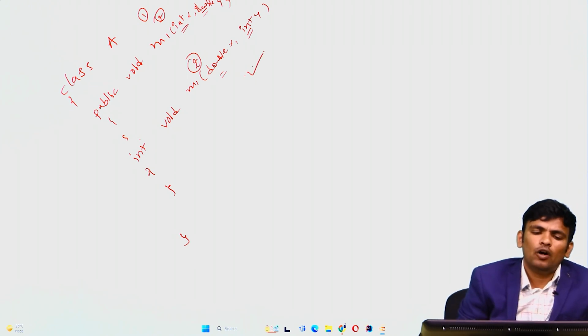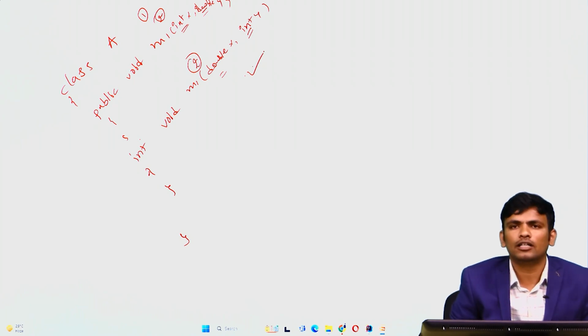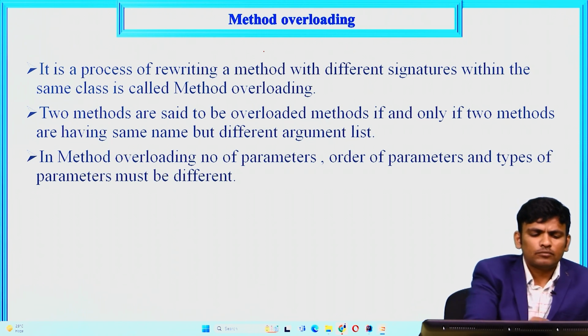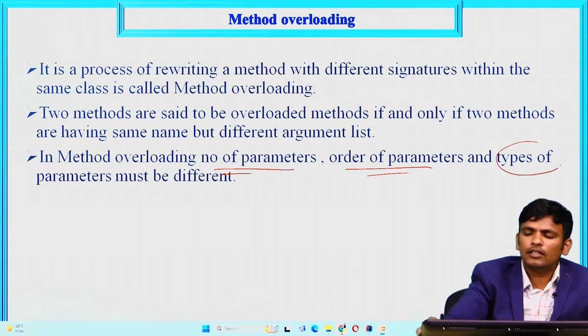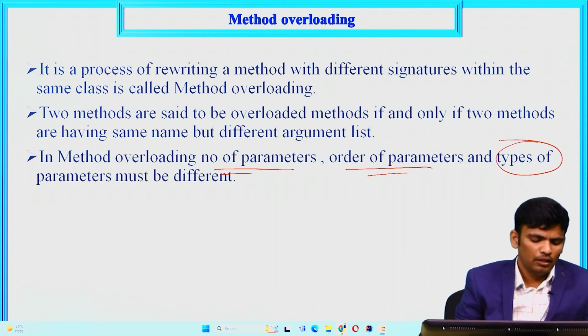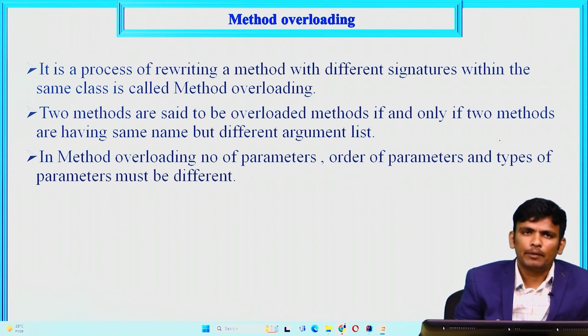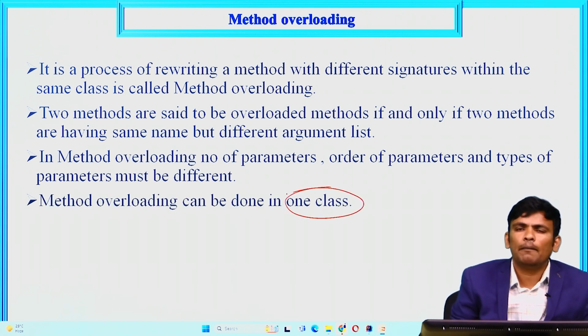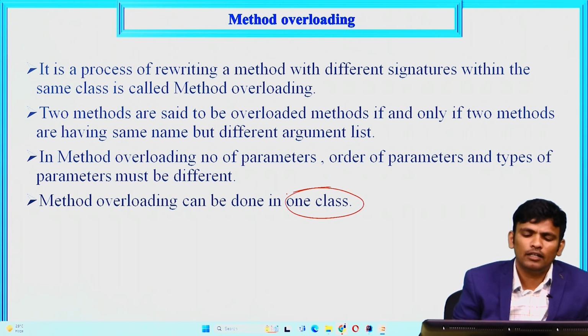But if the type, number and order are the same, then it again leads to a compile time error, and it becomes a duplicate method. So in method overloading, the rule is very clear: the number of parameters, the order of parameters, or the types of the parameters must be different. Okay, if not, again it leads to a compile time error. All these points I will explain programmatically. Next, method overloading can be done in one class. To overload a method, one class is enough, as we know that if you want to write a single Java program, at least one class is required.